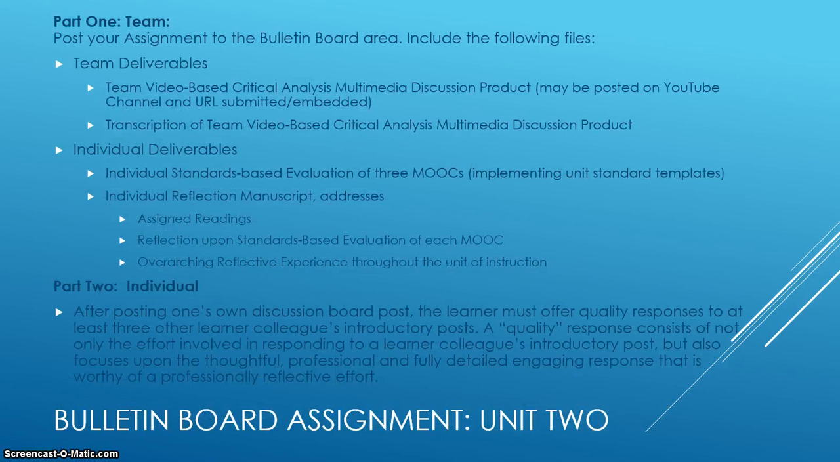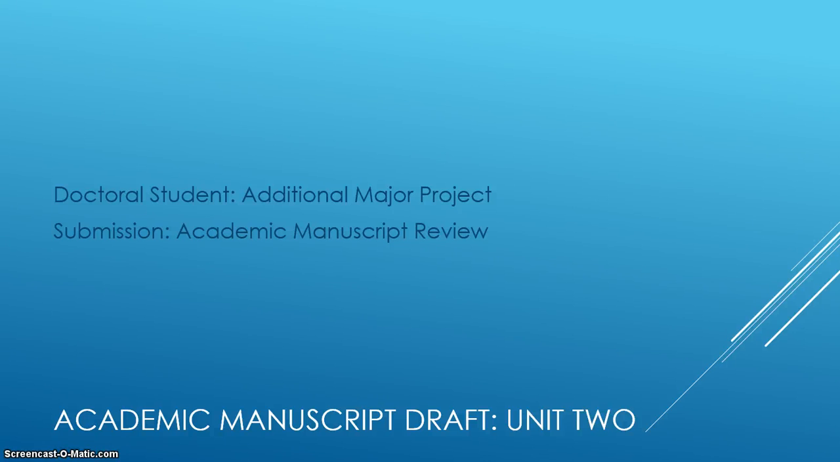So Part 1 is the team deliverables and individual deliverables posted within the appropriate bulletin board area, which would be Unit 2 for this discussion. And then Part 2 of the bulletin board assignment is reviewing and critically analyzing critical discussions revolving around everyone's posts. And of course, for the doctoral students, there is an additional major project. This is another opportunity within Unit 2 to submit your academic manuscript draft for review and feedback from your instructor.